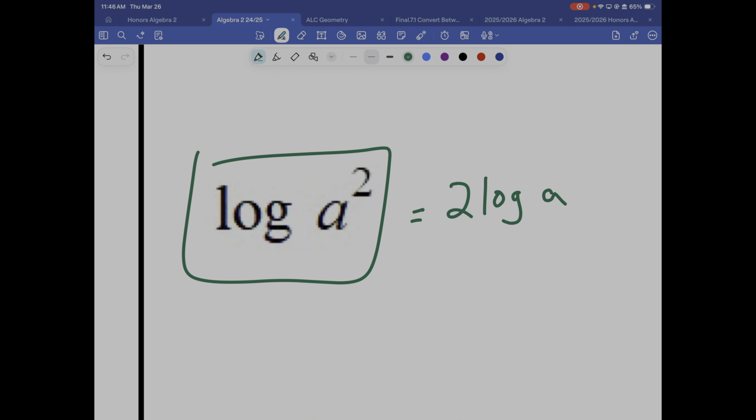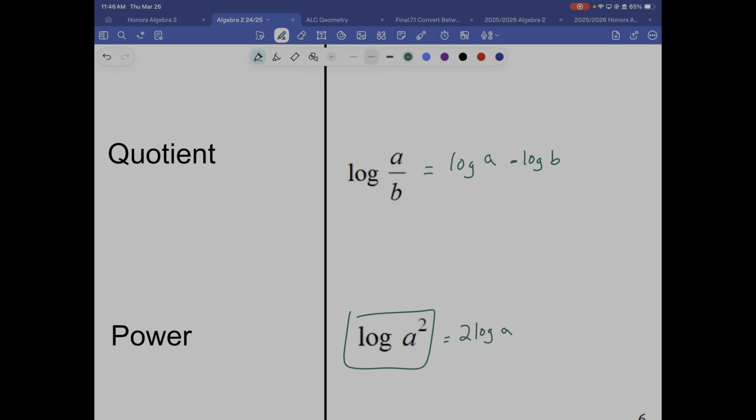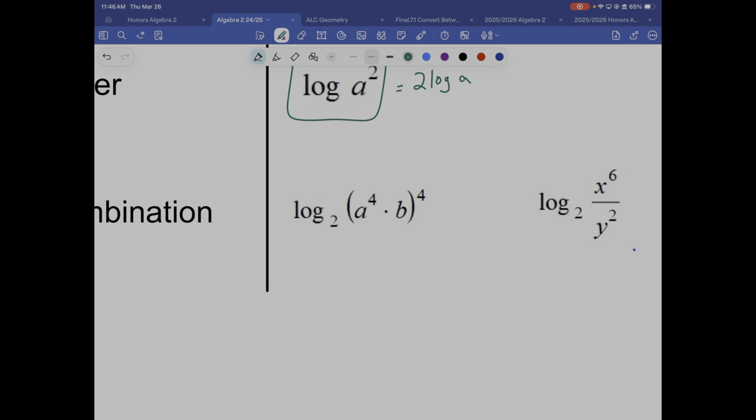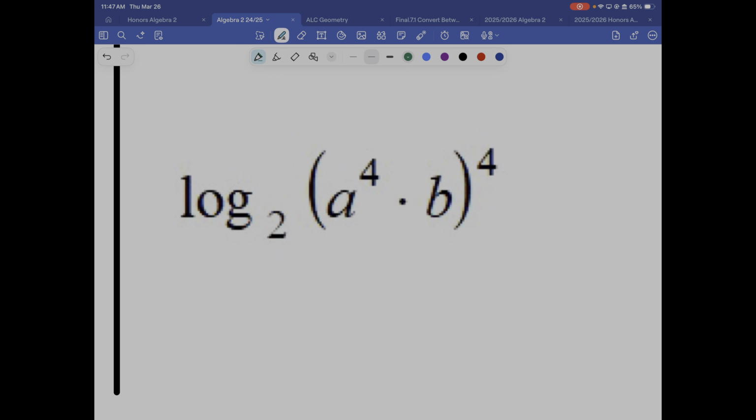So all of those 3 that we just looked at, all of them just had one thing going on. You either had multiplication, you had division, or you had a power. Simple and easy enough to do. Where they get to be much more fun is when you have these combinations. We've got a ton of stuff going on within this question. So we've got log base 2 of a to the 4th b, and then that to the 4th power.